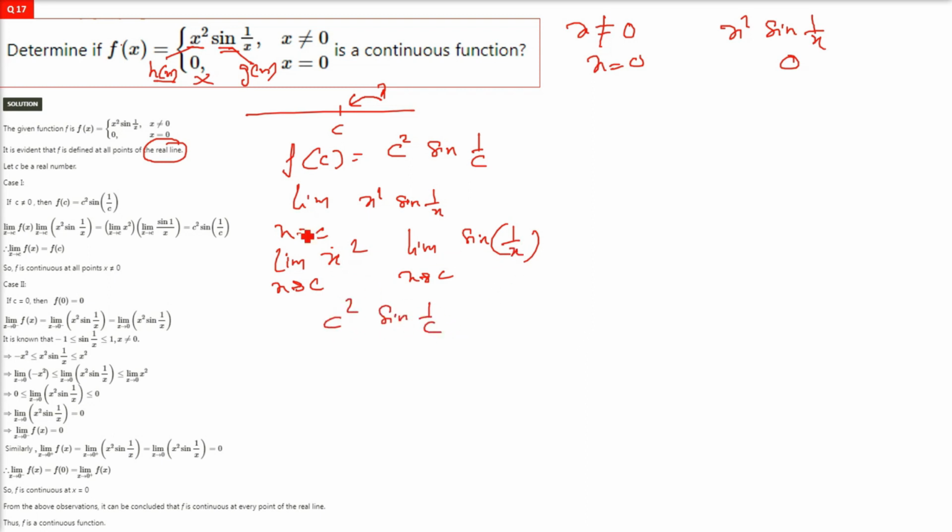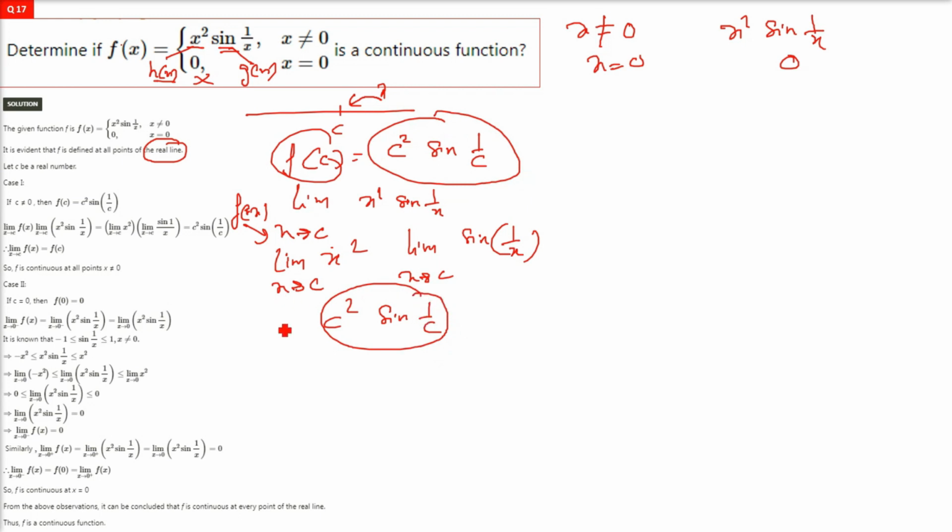So what do you get? When you apply the limit x tends to c, you get c square sine 1 by c. So when you apply the value of c in the function, you get c square sine 1 by c. That means the function is continuous at all points where x is not equal to 0, because we have chosen some c which is not equal to 0. So limit x tends to c for f(x) is equal to f(c). This is continuity for all points where x is not equal to 0.